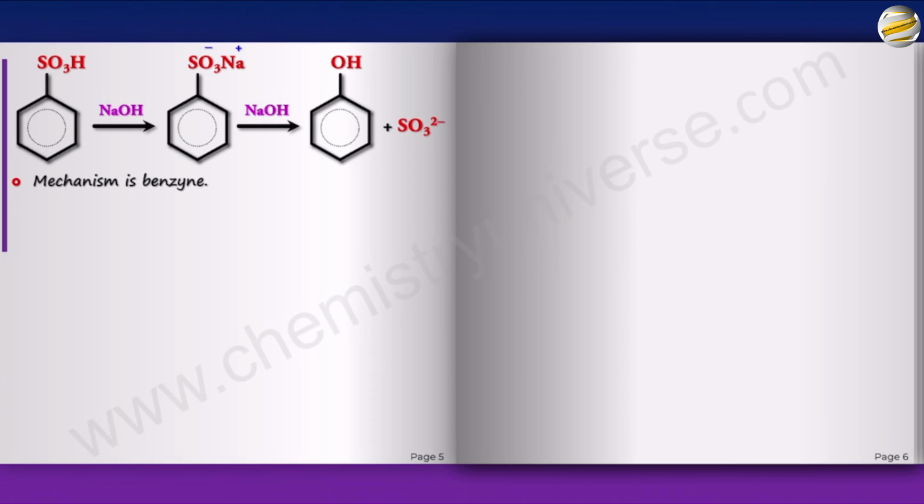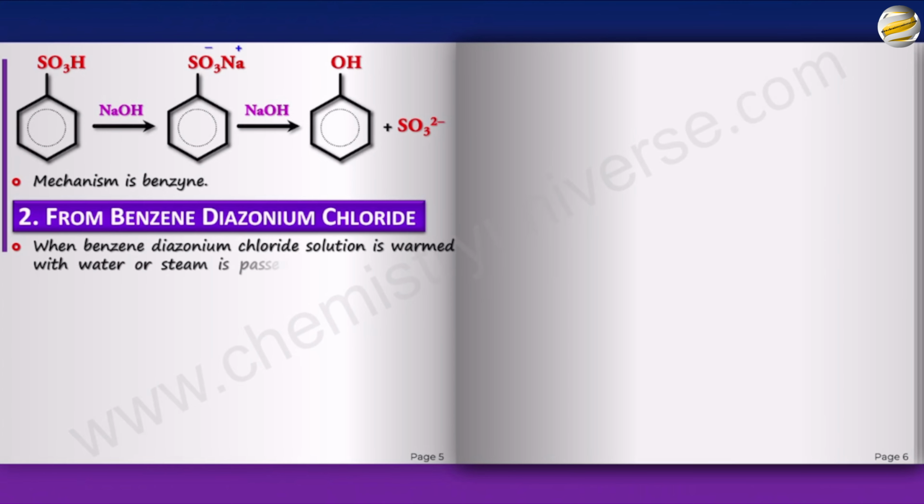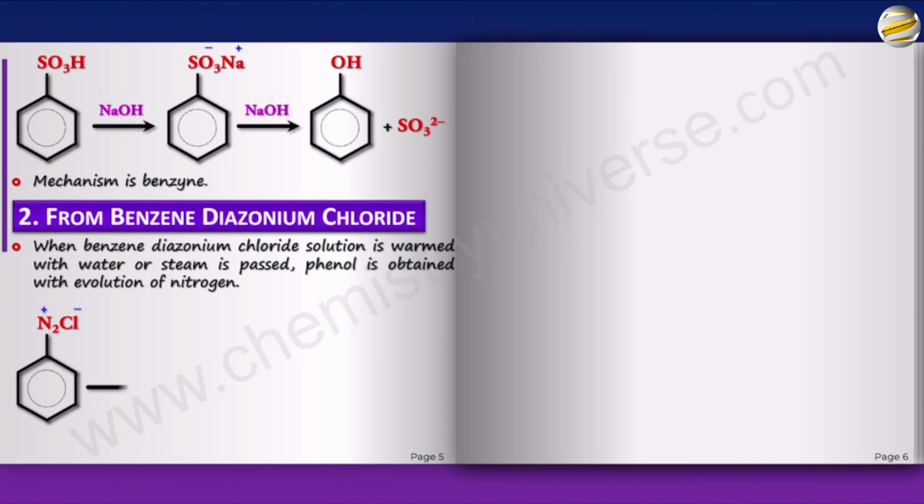Now you can also get phenol from benzene diazonium chloride. If you remember, we did this in aryl halides and I gave you a lot of reactions of this particular compound, that is benzene diazonium chloride. All of them are ArSN1. So when benzene diazonium chloride is warmed with water or steam is passed, phenol is obtained with evolution of nitrogen. So you have this one and you have steam being passed, heated strongly, you get phenol. And the mechanism is ArSN1.